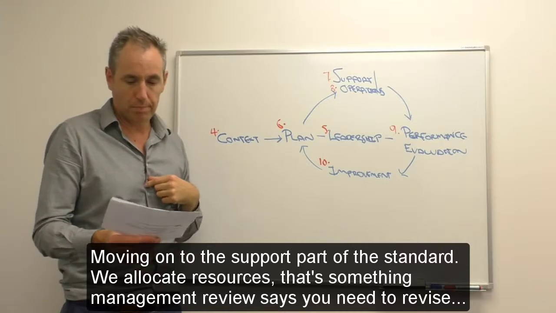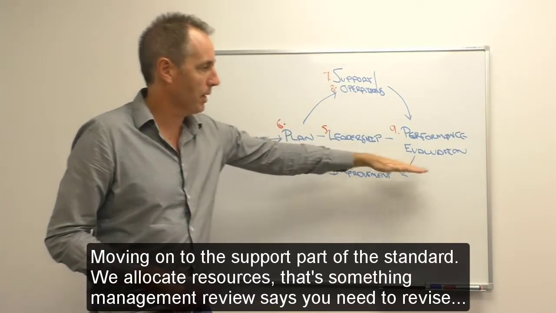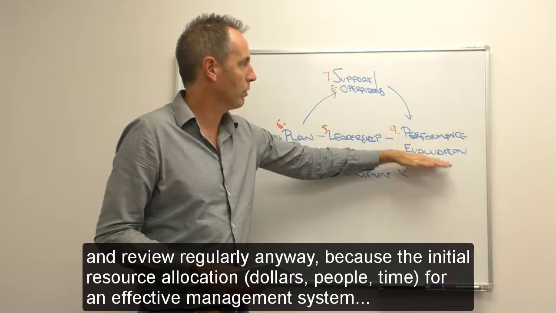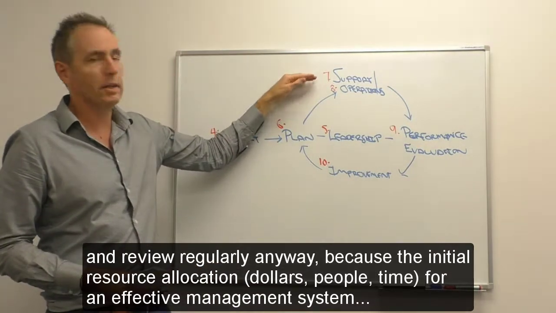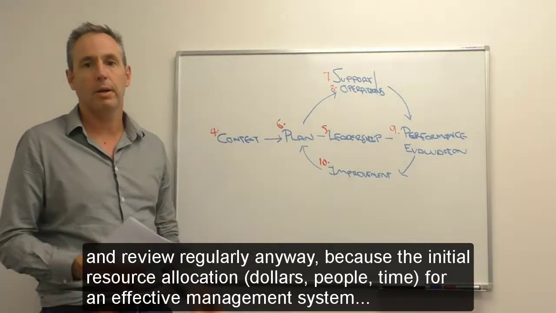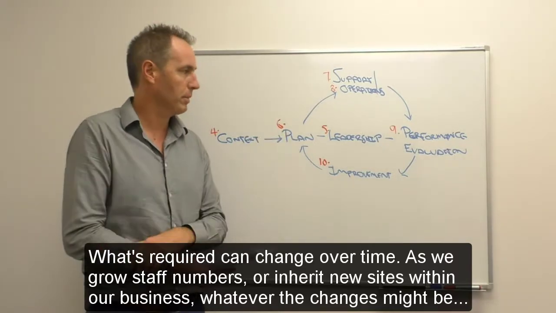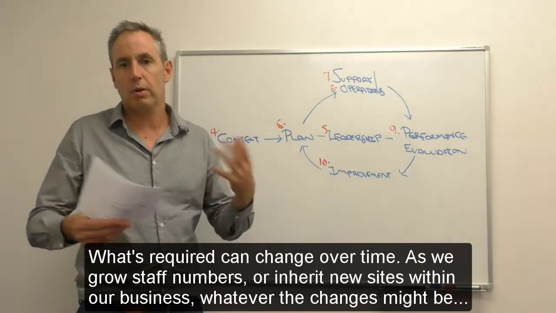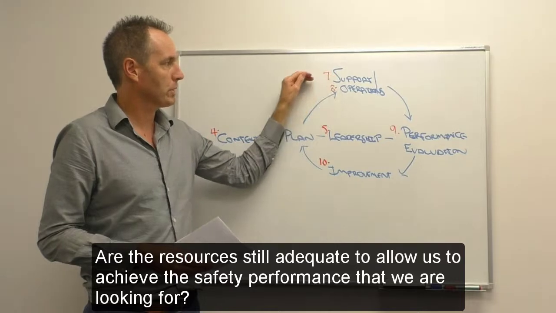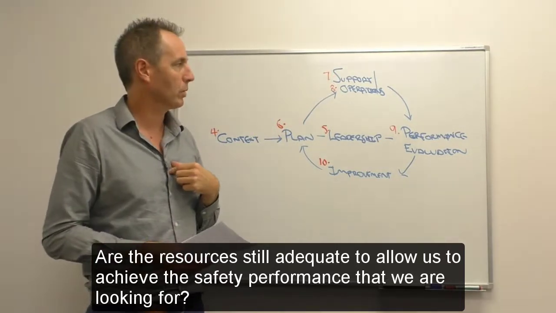Moving on to the support part of the standard, yes, we allocate resources. That's something that management review says you need to revise and review regularly anyway, because the initial kind of resource allocation, dollars, people, time for an effective management system, what's required can change over time. As we grow staff numbers or inherit new sites within our business, whatever the changes might be, well, are the resources still adequate to allow us to achieve the kind of safety performance that we are looking for?